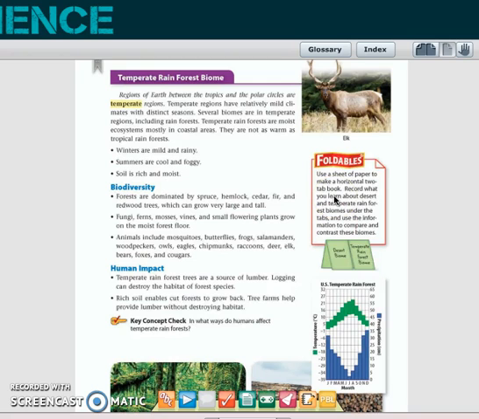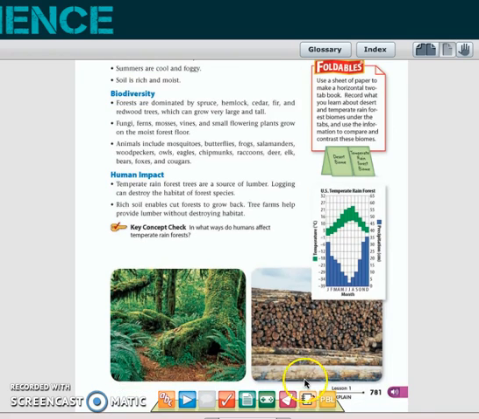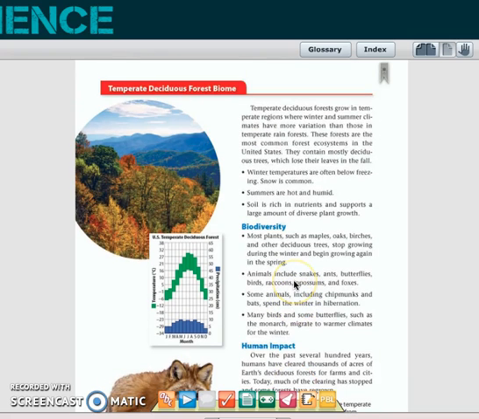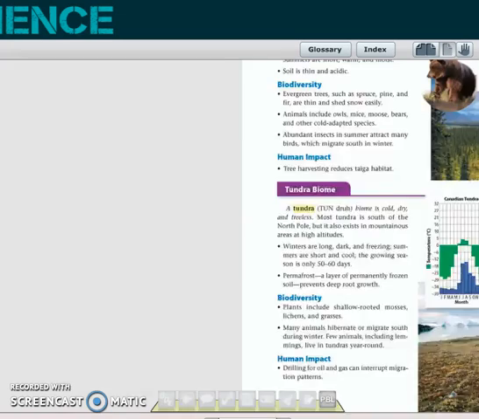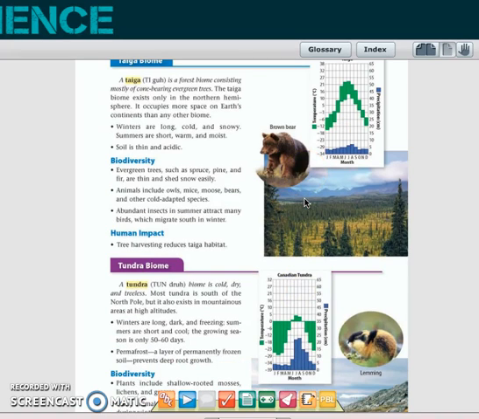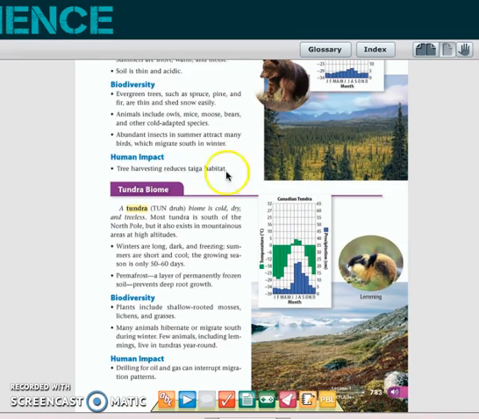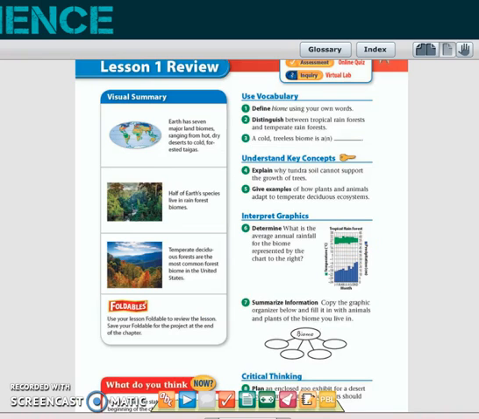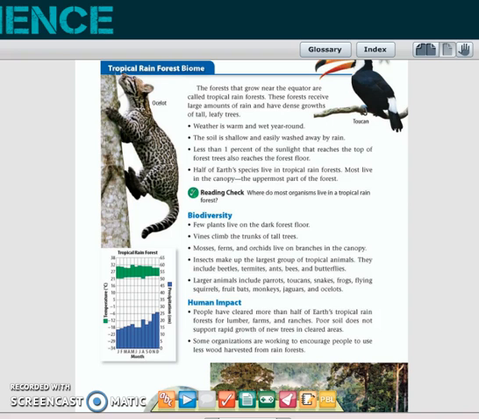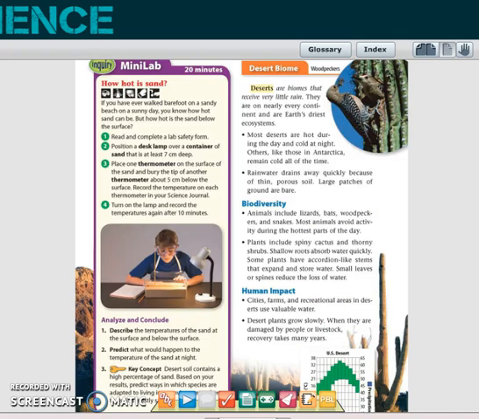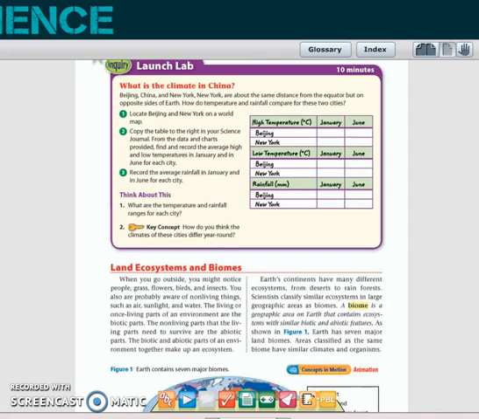Temperate rainforest biome, biodiversity and human impact. And then temperate deciduous forest with, again, biodiversity and human impact. And taiga biome, biodiversity, human impact. Then we see the tundra biome, biodiversity, human impact. So what we're getting at here is we're going to see a trend as we read through this lesson. So there's not going to be many surprises coming up. I'm going to see that each biome is going to focus on both biodiversity and human impact.